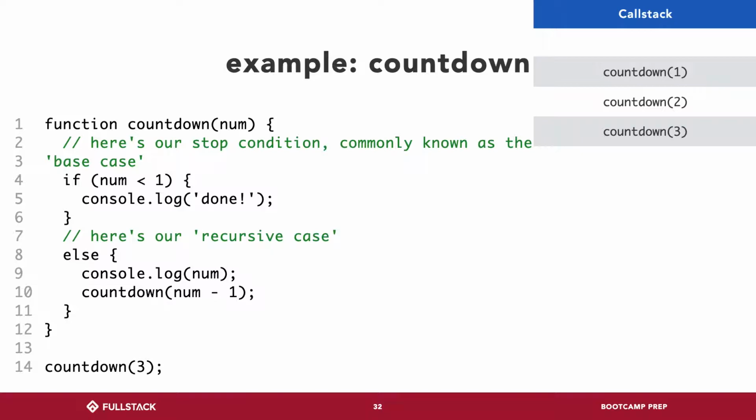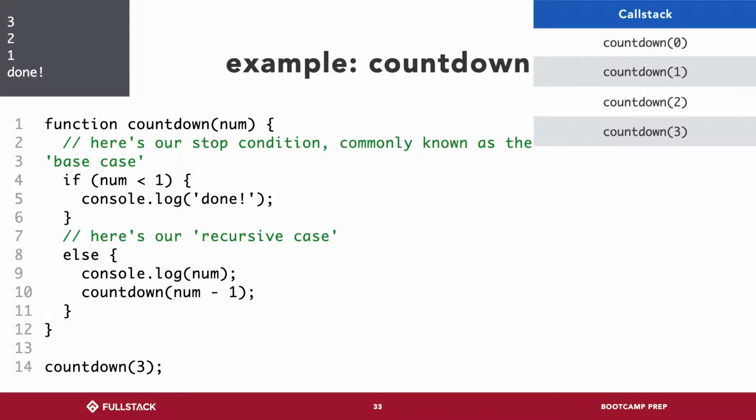Is 1 less than 1? No. 1 is 1, okay? So we will see console.log 1 in the terminal, and then we will call countdown again with 0. So now 0 is on the call stack, okay? Is 0 less than 1? That is true. So we console.log done, right? And this is in an else, so the else doesn't run because the if ran, right? So that means we skip this recursive call. So we go to the bottom, and then countdown of 0 just returns undefined.